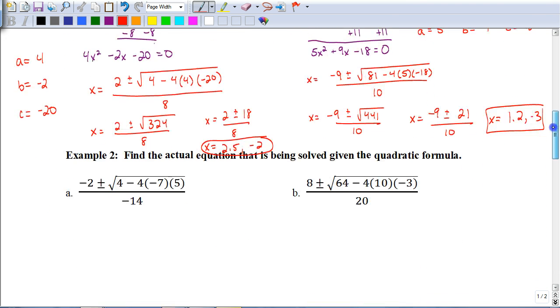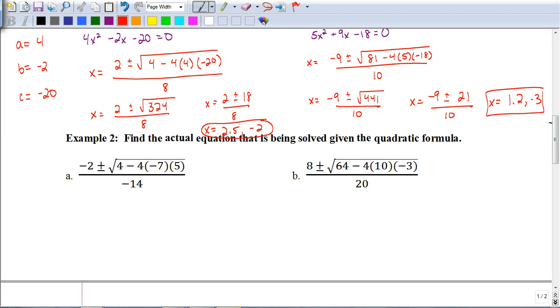Let's look at one last type of problem. This is where they give us the quadratic formula all set up, but we need to figure out what equation they're solving. Now, it might seem like this is going to be a complicated mess, but it's really rather simple. Your first step is to figure out what your values of a, b, and c are. Well, to find a, remember it's in the form 4 times a times c. So a is negative 7.